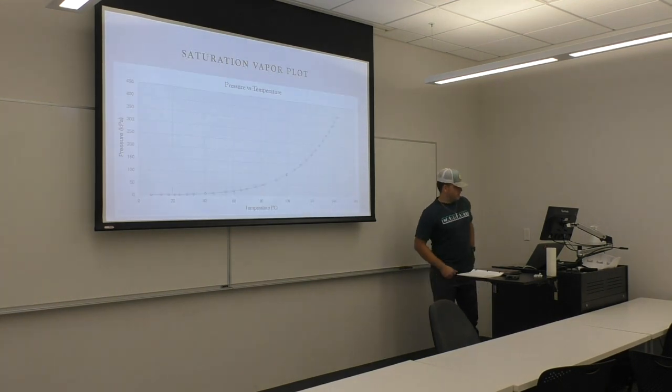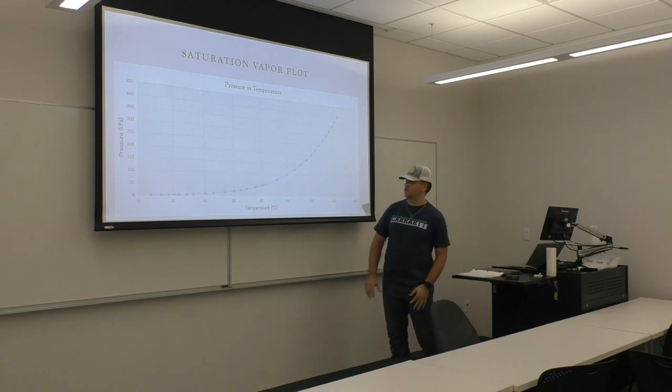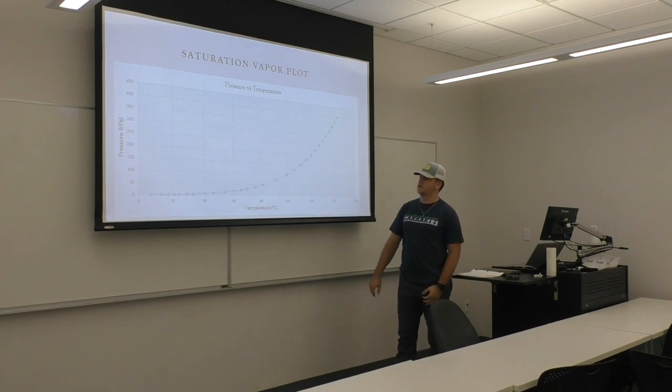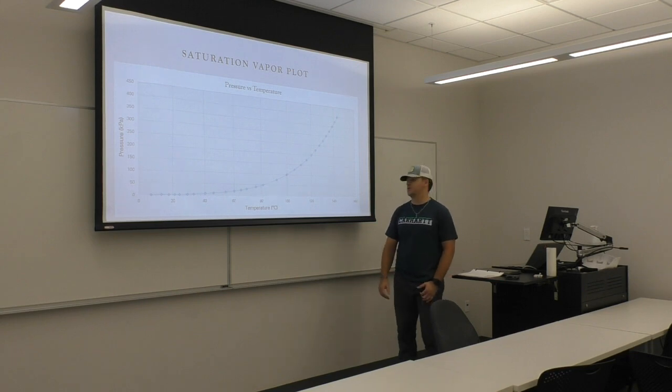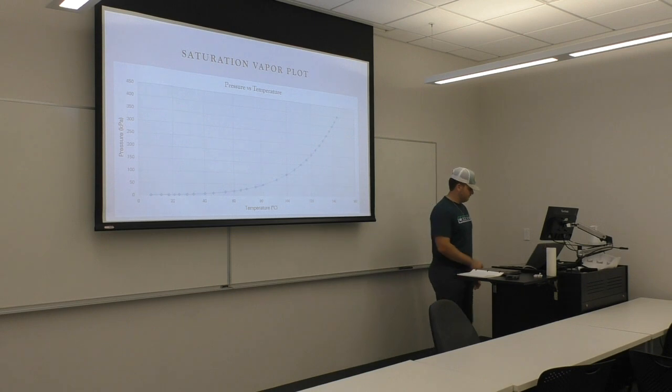So one of the requirements I had to do was create this saturation vapor plot, the saturation pressure versus saturation temperature. It was taken out of the thermodynamics textbook. I think it was table A4 and A5, and I just had to create it in Excel. And as you can see, as the saturation temperature is rising, so does the saturation pressure. The temperature is in Celsius and the pressure is in kPa.